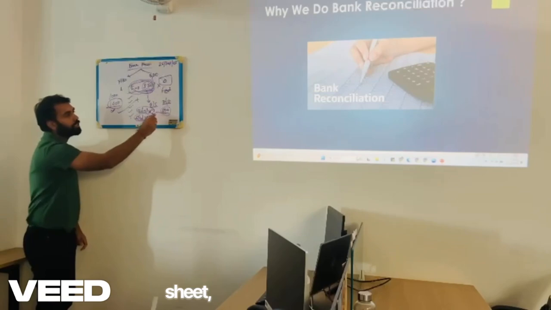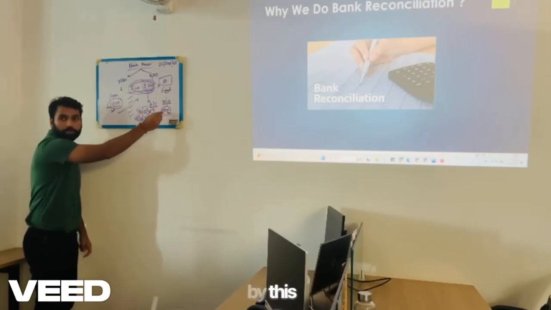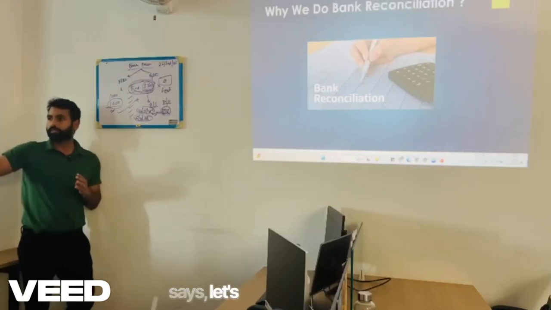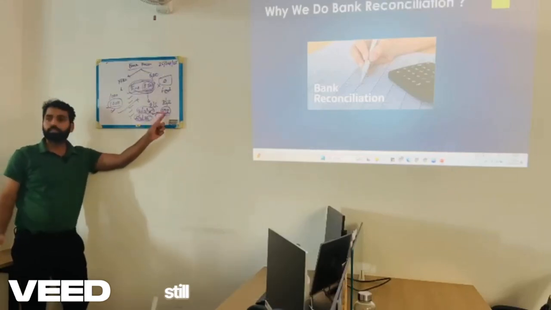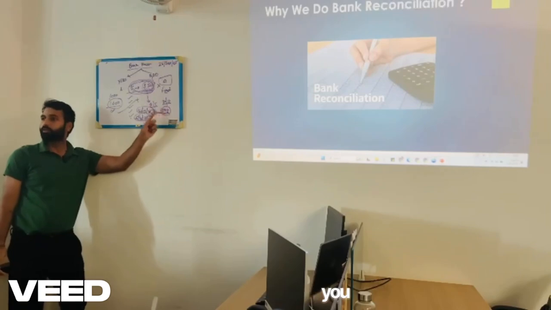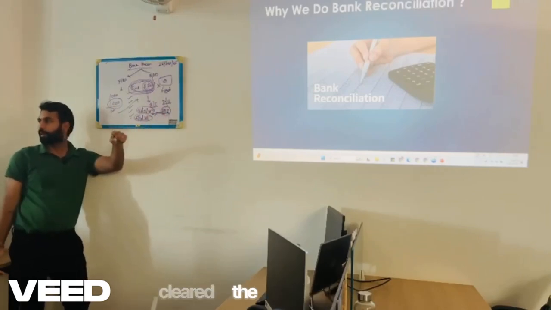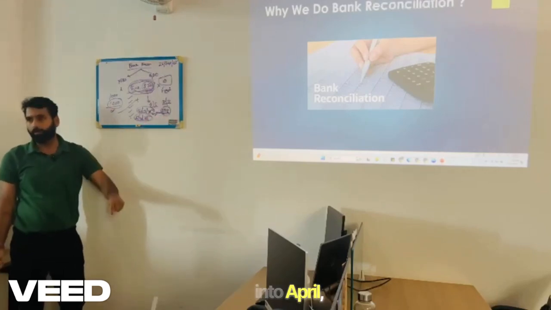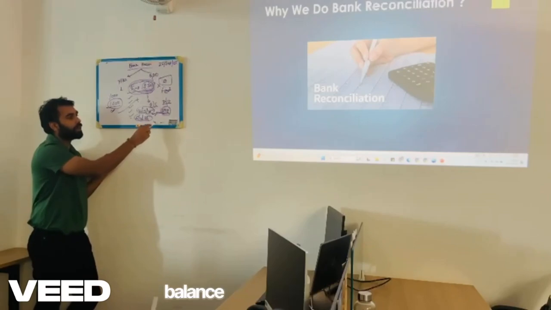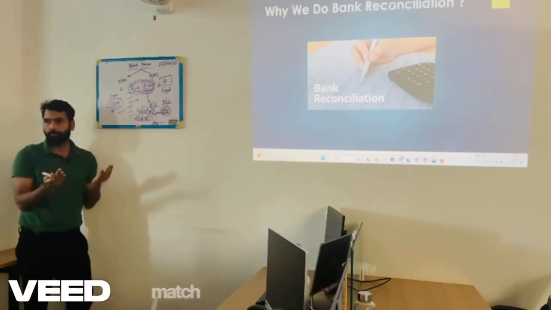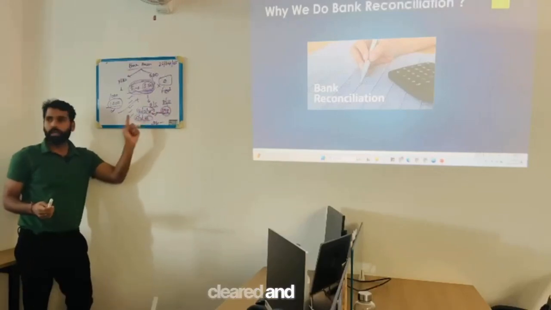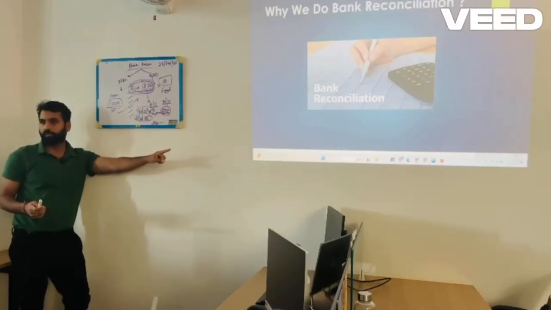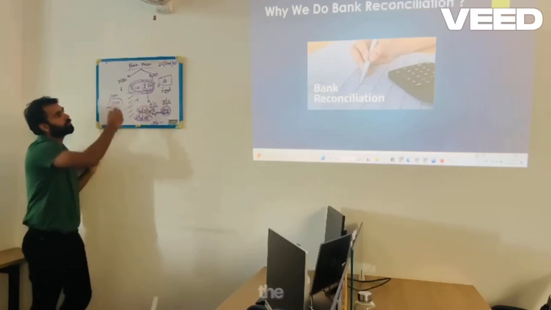In your balance sheet, your bank balance will be down by this number, even if the bank statement says, let's say, 1,000, but your balance sheet will still say $500 because you issued a check, but it is not cleared in the bank and the bank does not reflect that transaction. When you go into April, then your bank balance and the balance sheet will always match because that check is now cleared and is also showing in the bank statement. Correct? So these are the reasons.